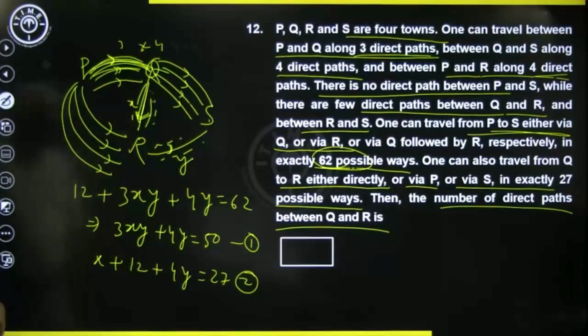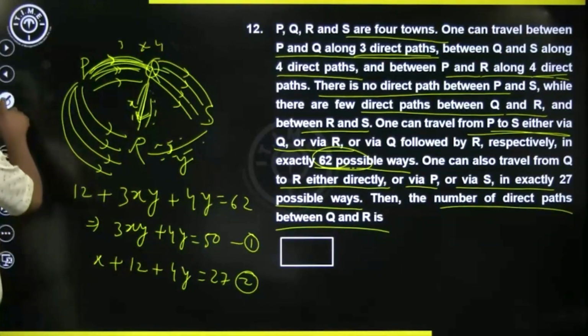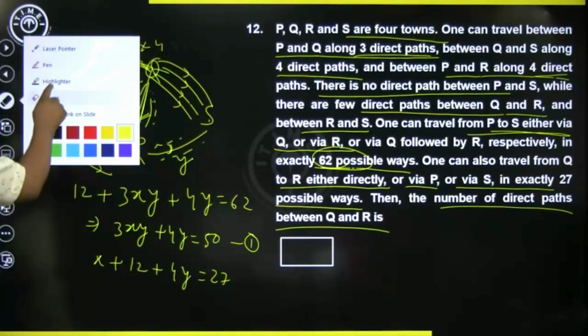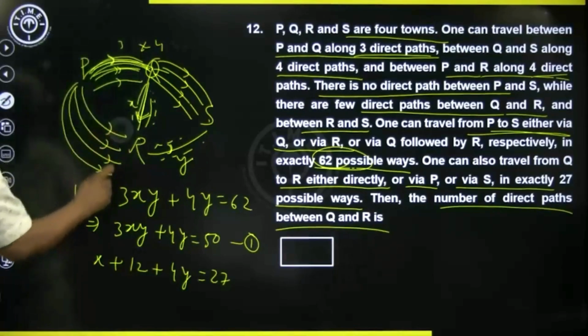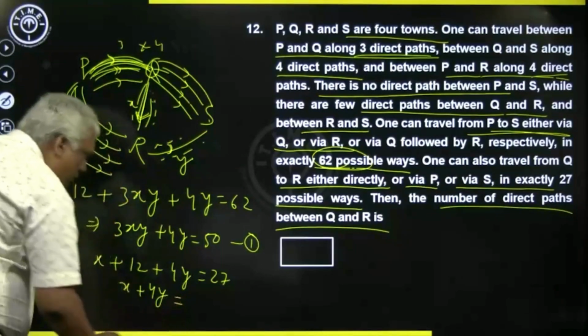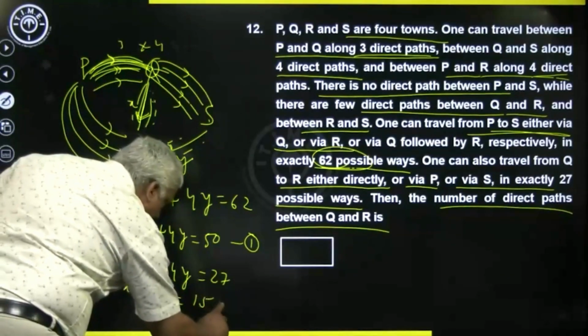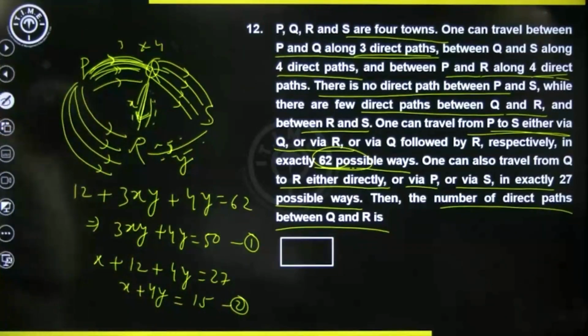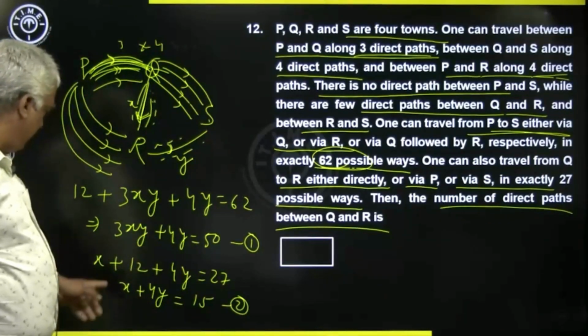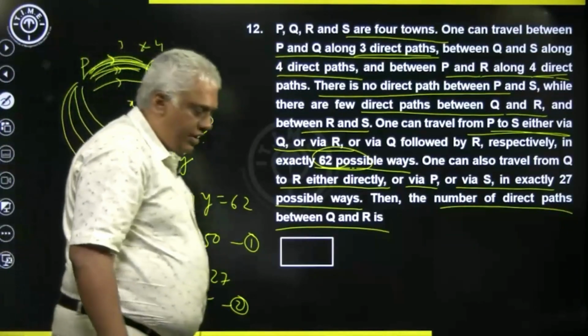Now let us simplify equation number 2. So, this is x plus 4y is equal to 27 minus 12, 15. Let us call it equation number 2, right. You have to find the value of x. So, what we can do is take y common from equation 1.